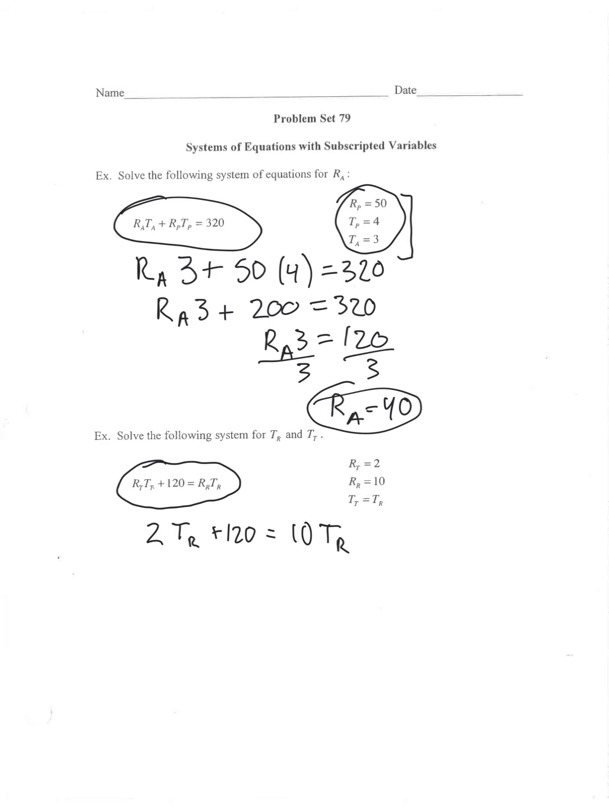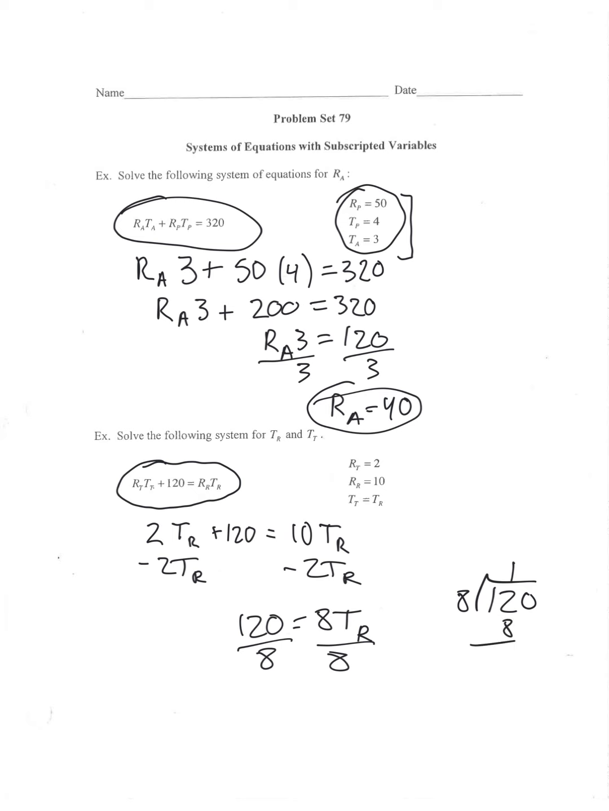So what I'm going to do now is solve this. I'm going to subtract 2 t sub r from each side. And I end up with 120 equals 8 t sub r. And then I can divide each side by 8 to solve for t sub r. And here we go. So I have t sub r is equal to 15.